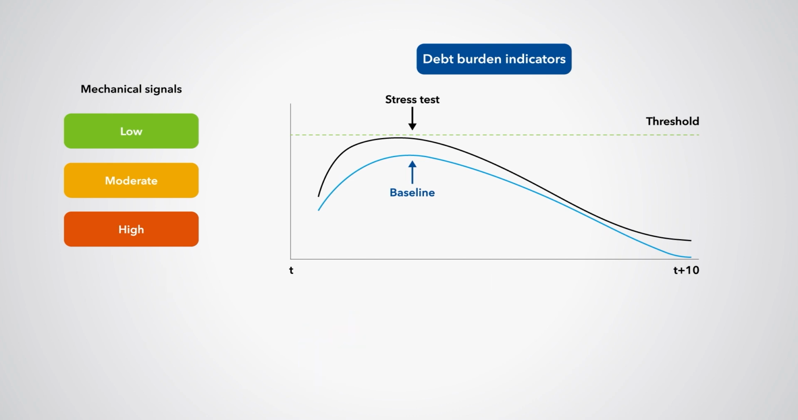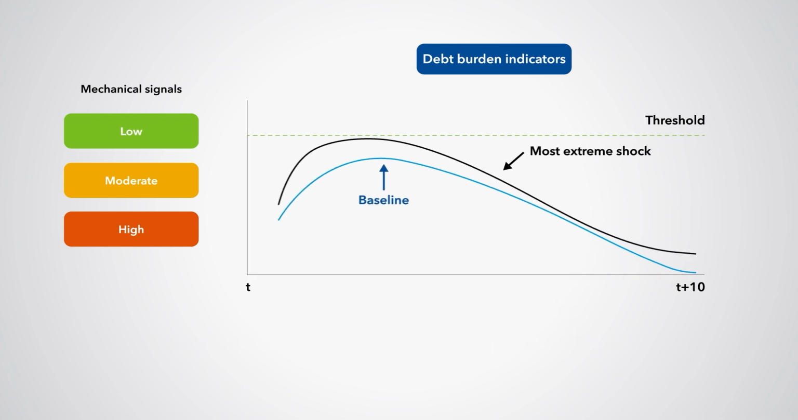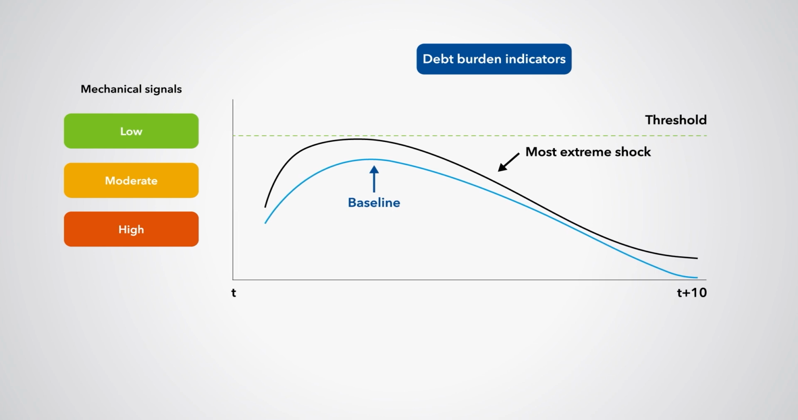Among many stress test scenarios that can influence the mechanical signals, the Debt Sustainability Analysis Framework for Low-Income Countries picks signals from the most extreme shock for each debt burden indicator. The most extreme shock is defined as the shock that produces the highest value of that indicator in any of the first 11 years. Let's analyze the mechanical signals through charts.